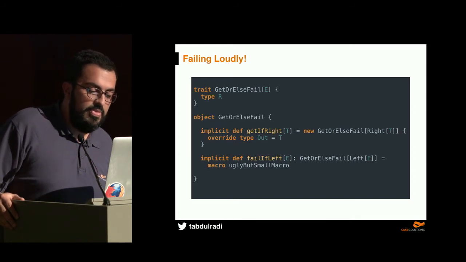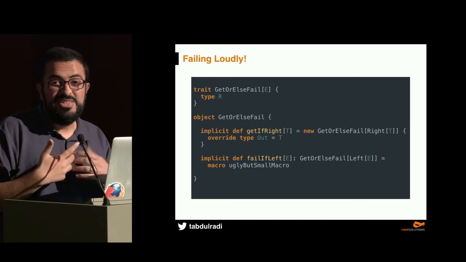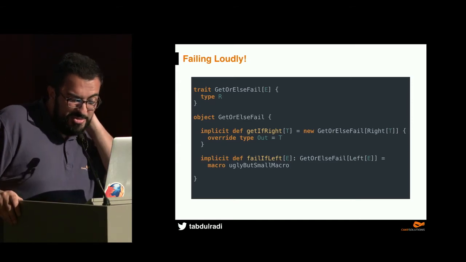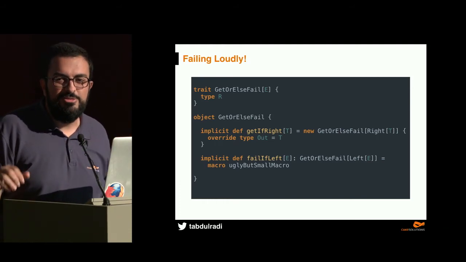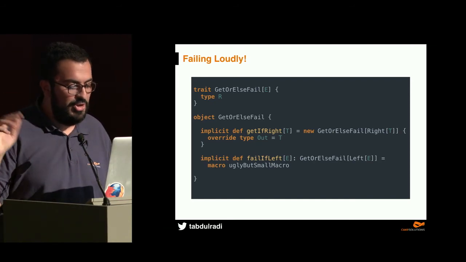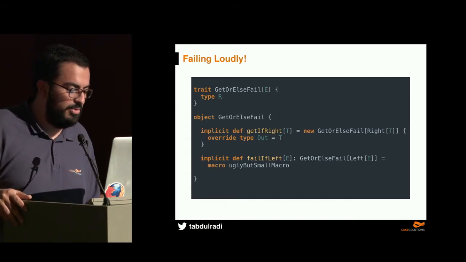If it's left, then this is a small macro that just concatenates this HatchList and produces the error. Not very good. I'm not very proud of it. I really wanted to do it using implicit not found, but I really struggled with concatenating the HatchList. So maybe if you know how to do it, please talk with me after the talk.